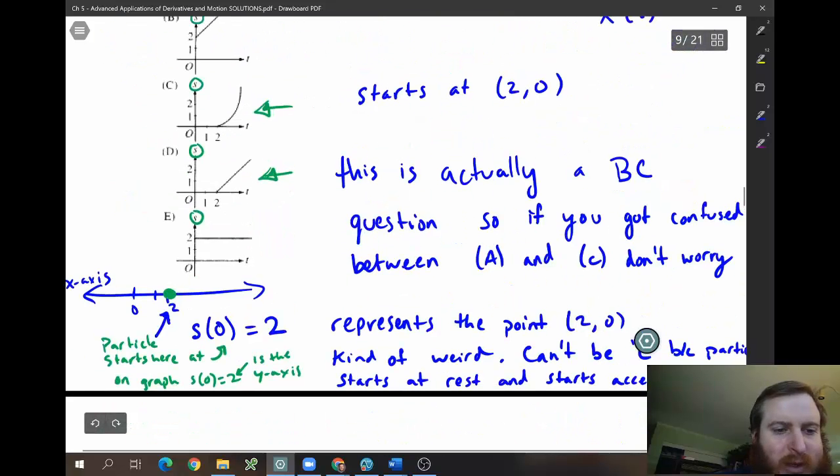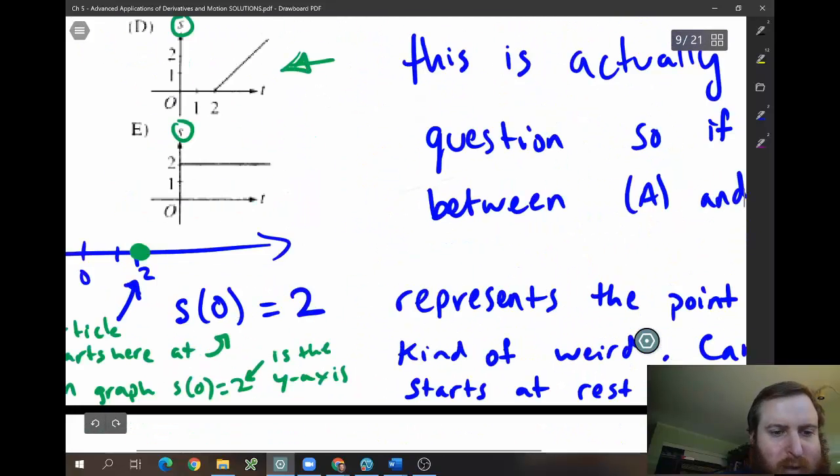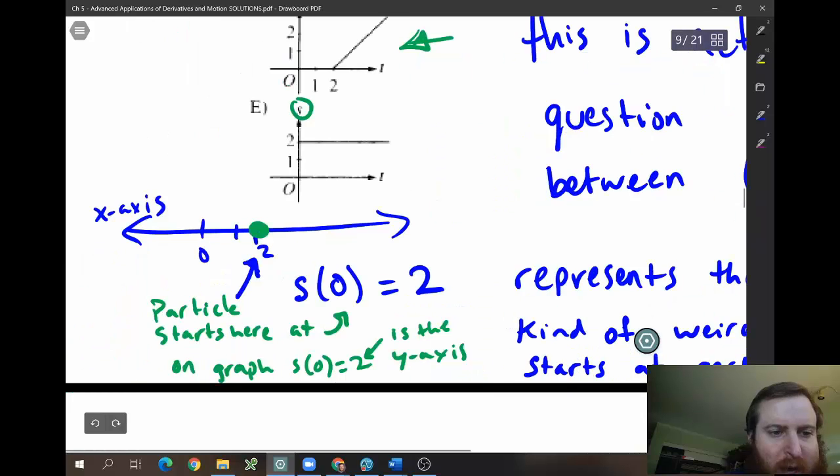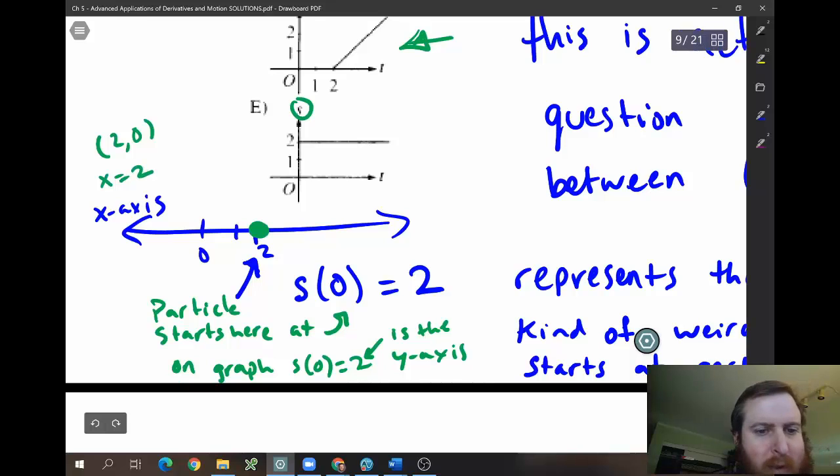So I kind of drew this down in the bottom left, and we can zoom in here and look at this. So on the x-axis, our point's starting at this point 2, right? And really, this is more of a BC thing, where they're going to say 2, 0. On AB, they're just going to tell you it starts at x equals 2, and you're not going to get confused like this. But it starts at this point 2.